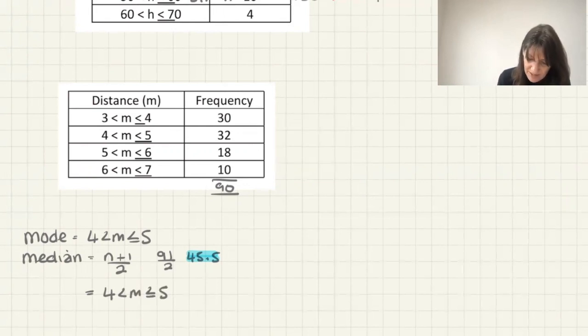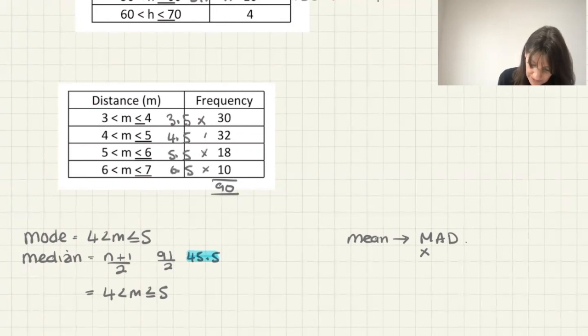And now we're going to start estimating the mean. So the mean is the MAD method. So we're going to multiply first. So the midpoint here is 3.5 times. So I'm going to just write those down first of all. And then obviously in my calculator, I will get the answers. So I've got 105, 144, 99, and 65.